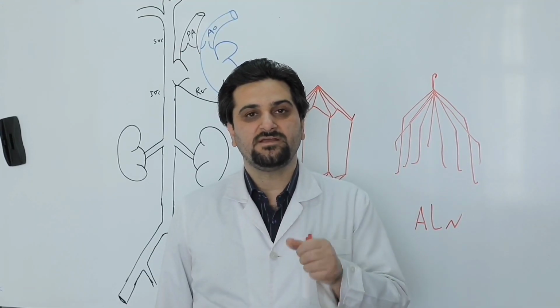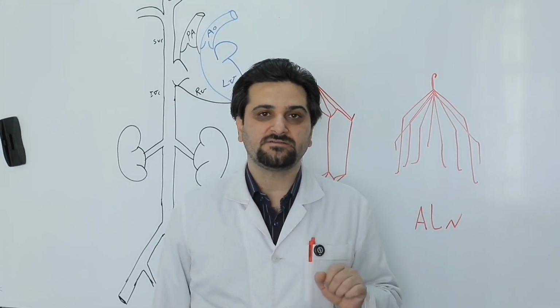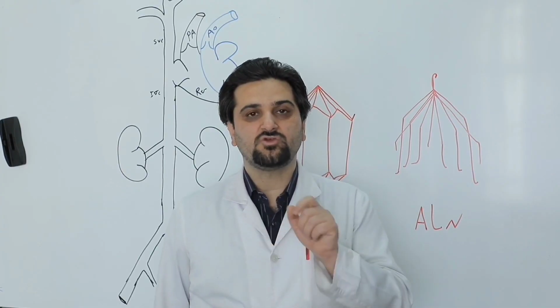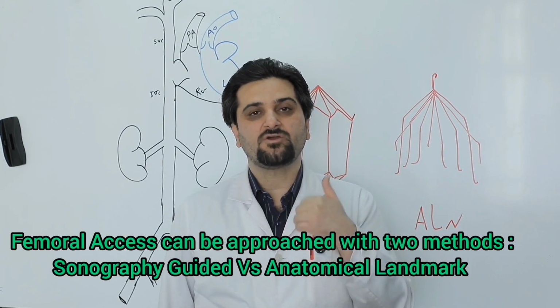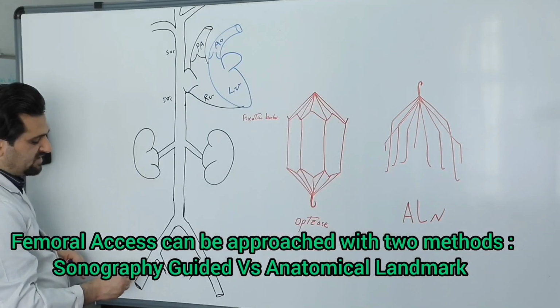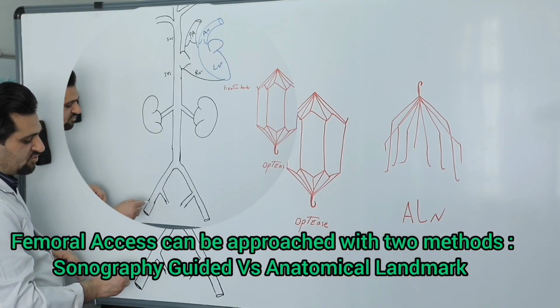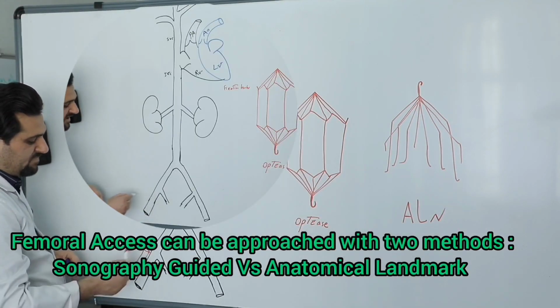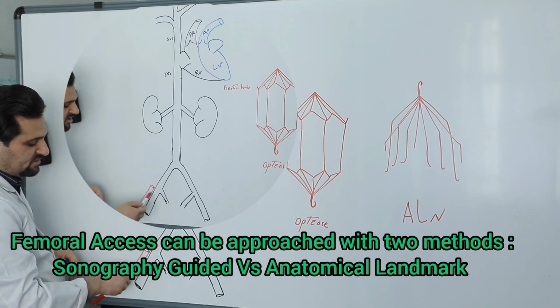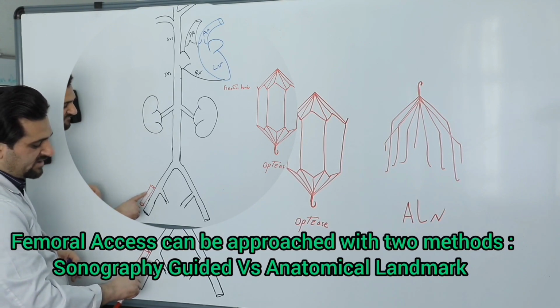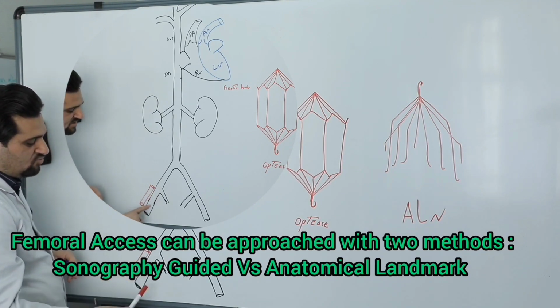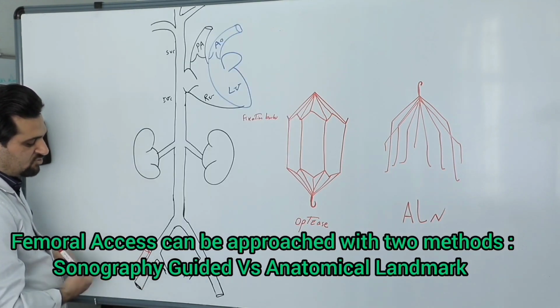The first step in placing an IVC filter is obtaining venous access. We can obtain venous access in two ways. This can be done either with ultrasound guidance or by using anatomical landmarks. The femoral vein is located more medially compared to the femoral artery. Therefore, to obtain access through the femoral vein, it is sufficient to feel the pulse of the femoral artery, and then 1 centimeter more medially and 1 centimeter lower, we proceed to access the femoral vein.